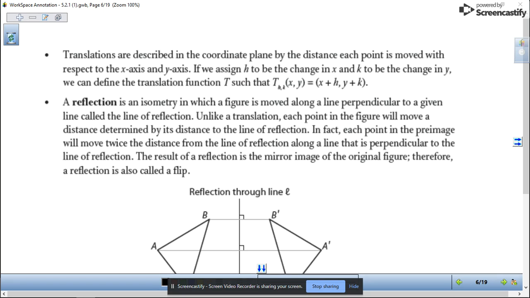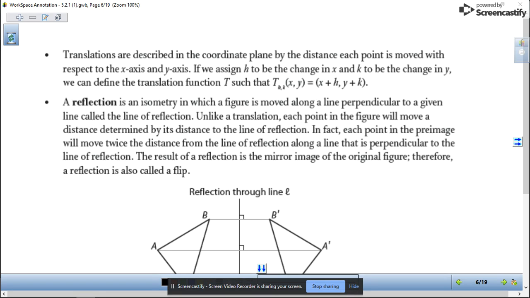So basically, if H and K are both positive, then that means you're going to shift that point right H units and up K units. If they're negative, then you go left and down. It's kind of like a slope sort of deal. It's just a translation, it's just a shift.